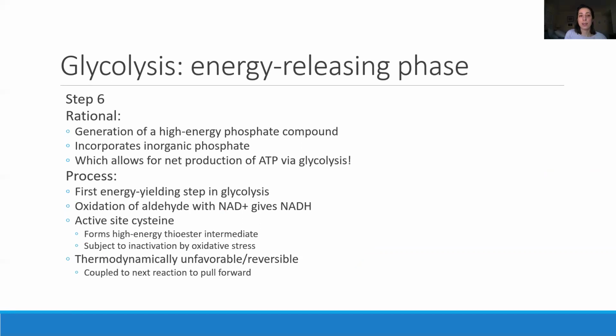What is the reasoning behind this further phosphorylation, but using our NADH? Again, adding on those phosphates is generating a high energy compound, which is going to release its energy right at the end for our payoff to give us energy. This incorporates inorganic phosphate and generally is going to eventually allow for the production of ATP. So we're taking that phosphate not from an ATP, we're taking an inorganic phosphate, and it's going to help us make ATP in the end.